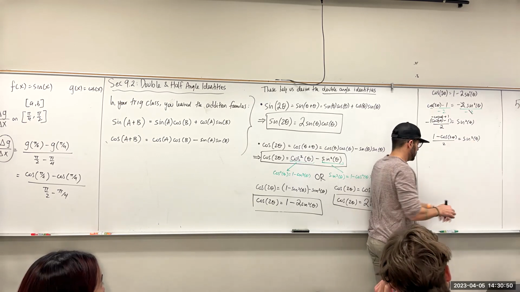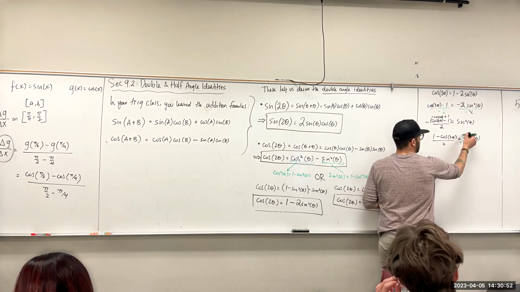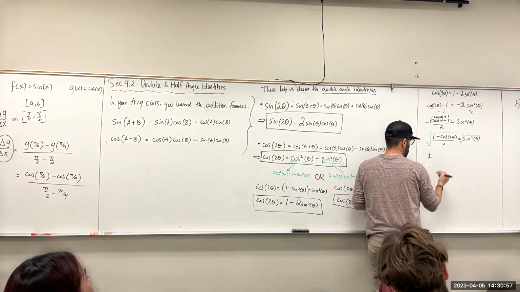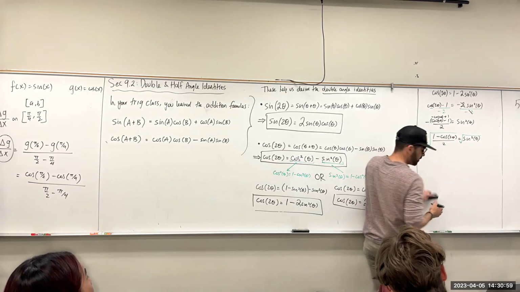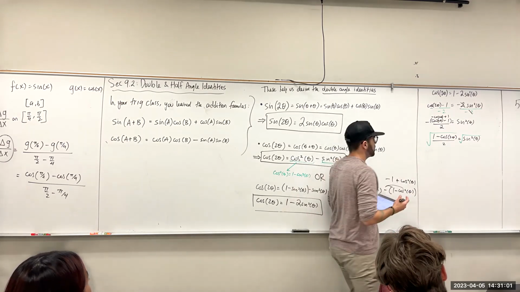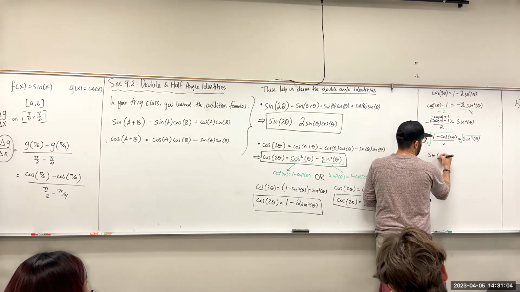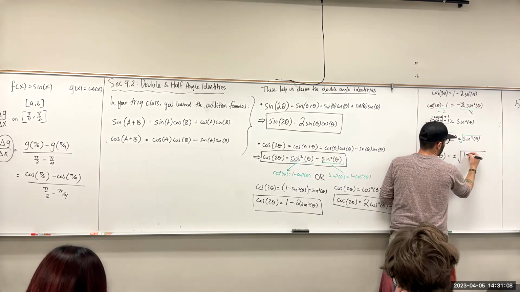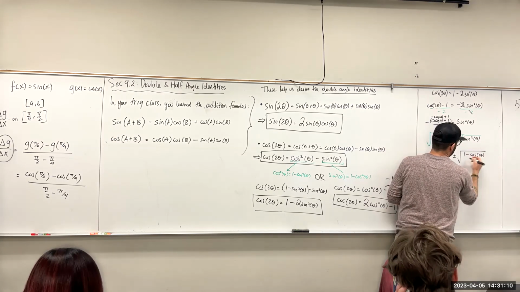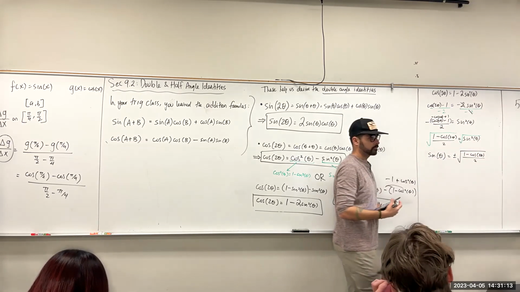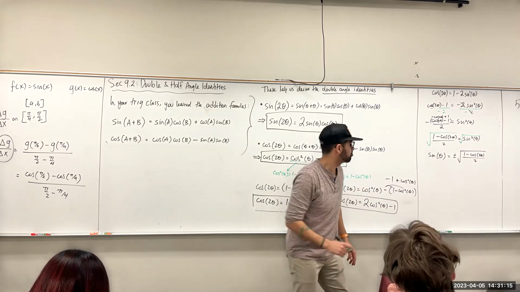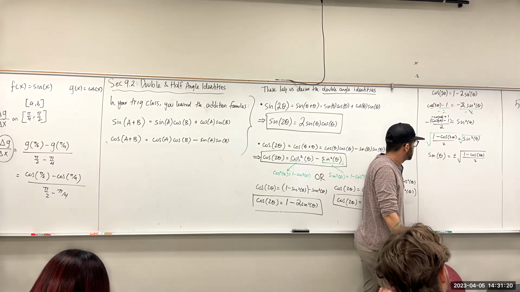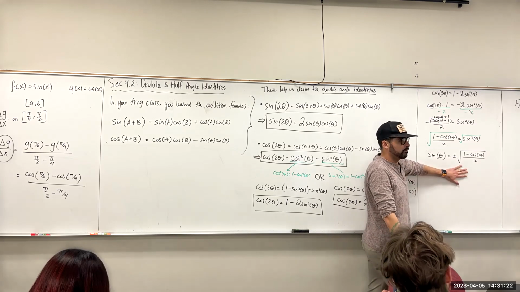How do I get rid of that square? You can square root both sides. And then I get plus or minus, or actually, let me write it like this. I'm going to get sine theta is equal to plus or minus the square root of 1 minus cosine 2 theta over 2. So that's my answer. No, this is it.